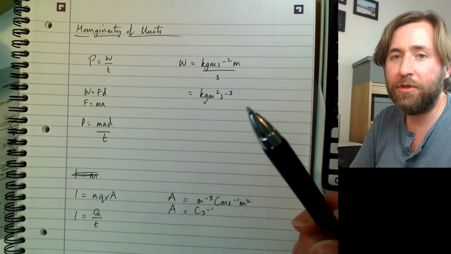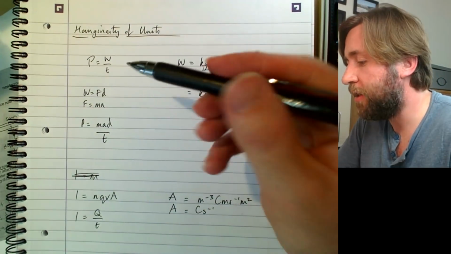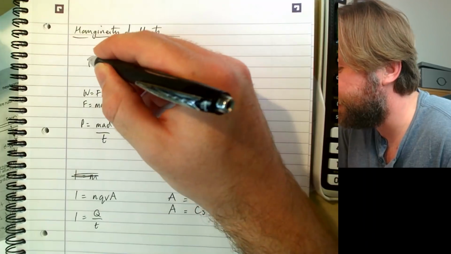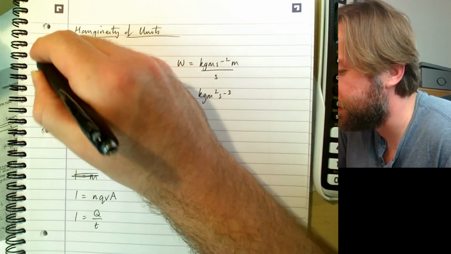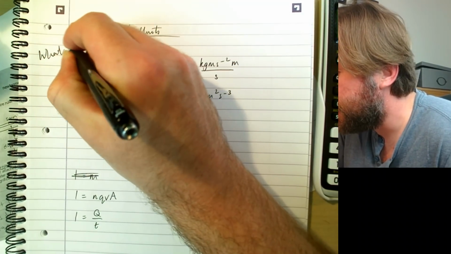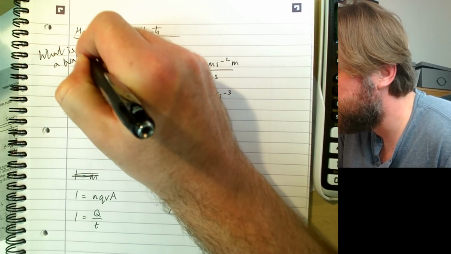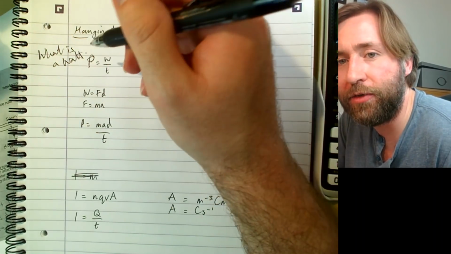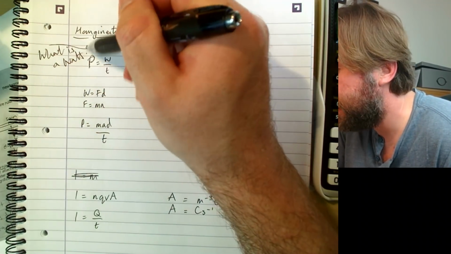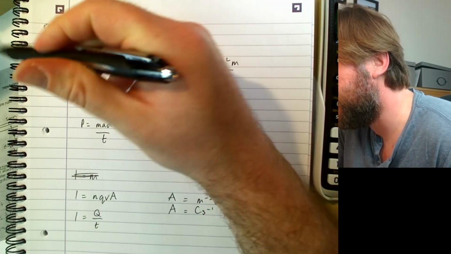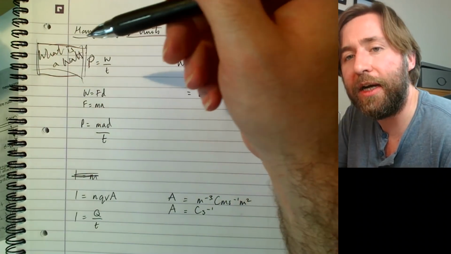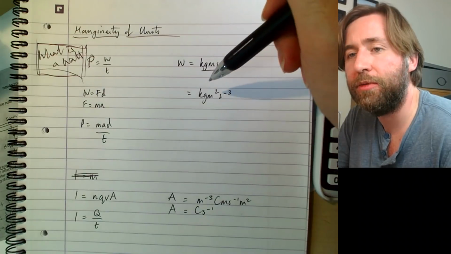Right, so homogeneity of units. Well, my first question is basically about what is a what, right? So if they've given you this question, maybe they've posed you this question: what is a what? Or show that a what is equivalent to some other form of units, right? I know that's a silly question, right? But they'll often ask you to show that something is homogeneous with respect to units.